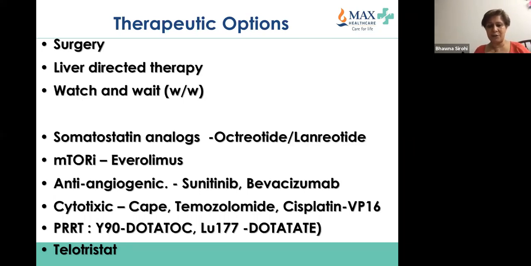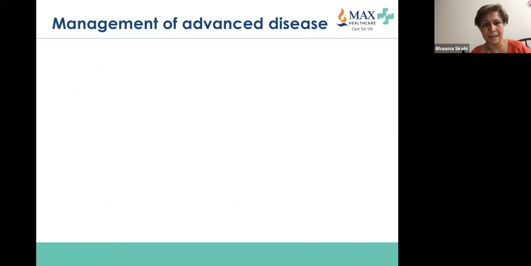PRRT, you have yttrium-90 DOTA-TOC or lutetium DOTA-TATE, which is currently the standard of care because of a phase 2 study. And then you have telotristat, which is mainly given, like I said, I won't discuss this because it is not available, but it can be imported for patients who need it for uncontrolled symptoms related to diarrhea, mainly with mid-gut tumors, which are high serotonin producing.